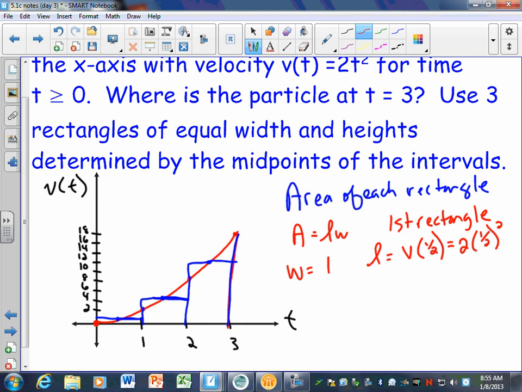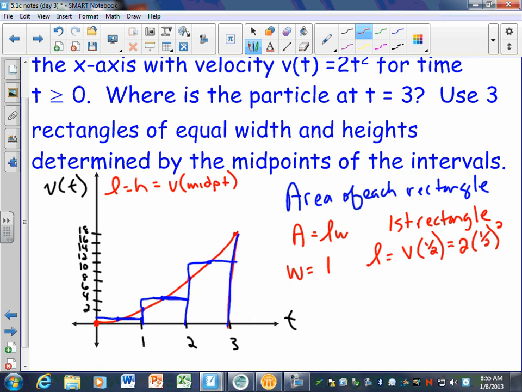Overall, if you want to write a little formula for yourself to find the length or the height of each rectangle, however you want to say it, you're just going to take the midpoint and plug it into the function. So you're going to do v of that midpoint. Every time, if you're using the midpoint as your height, that's how you're going to get your values. Eventually, you don't even need a graph for this, because if you know the midpoints, you don't actually have to make the graph to do this.